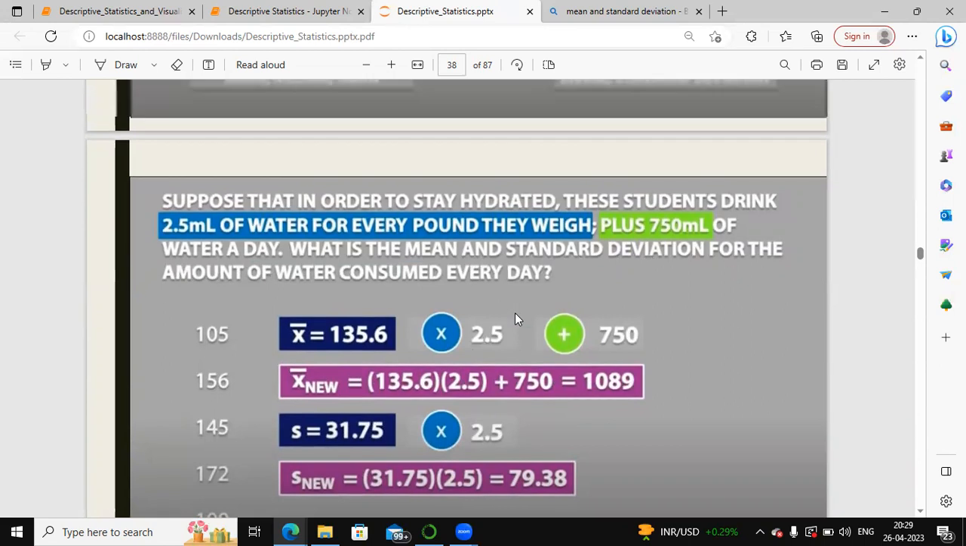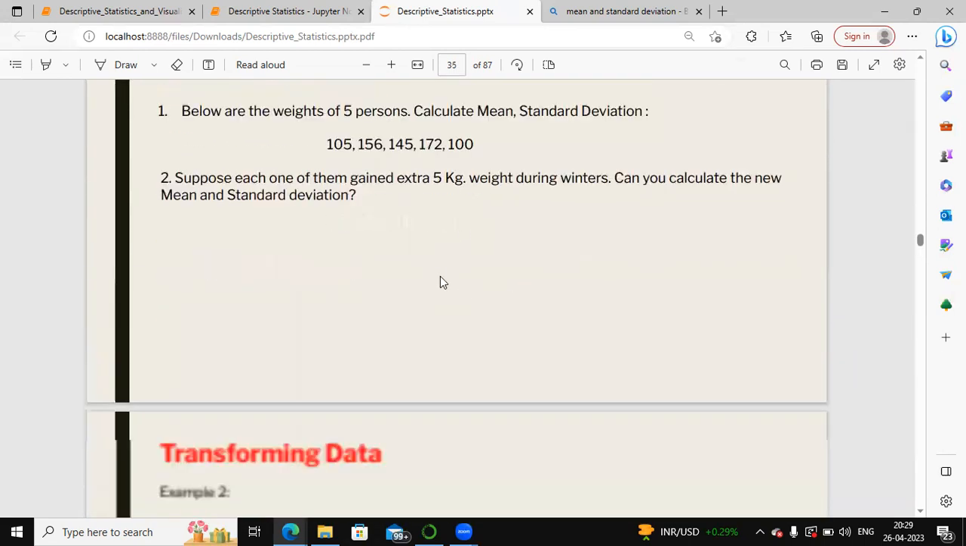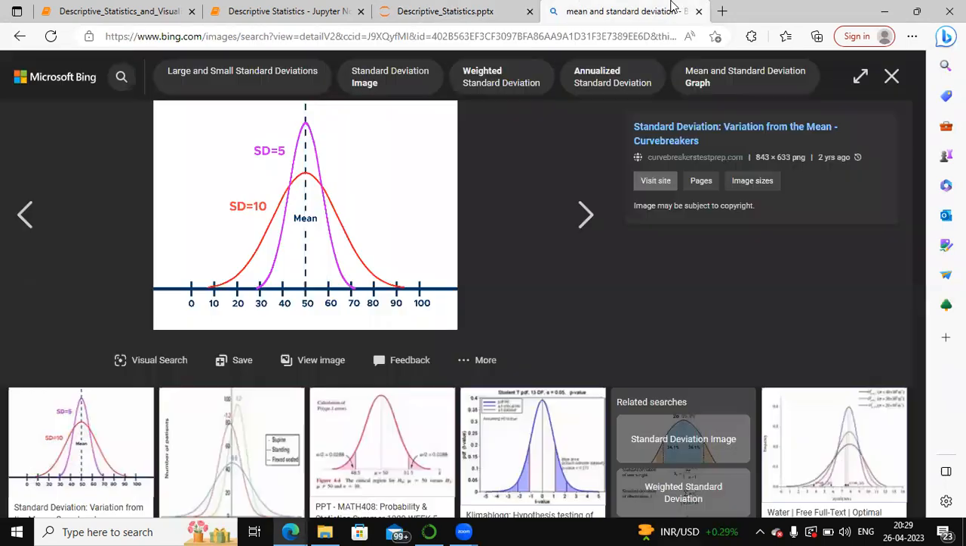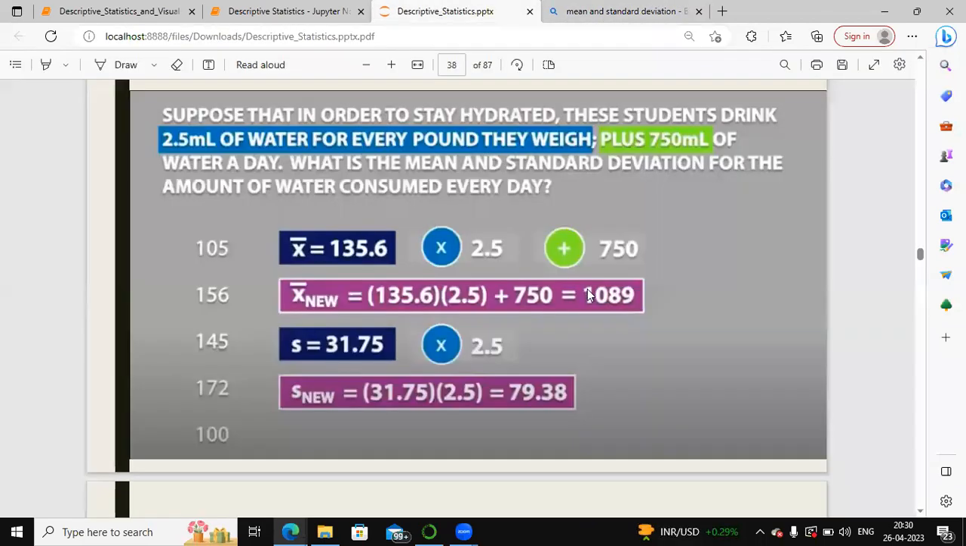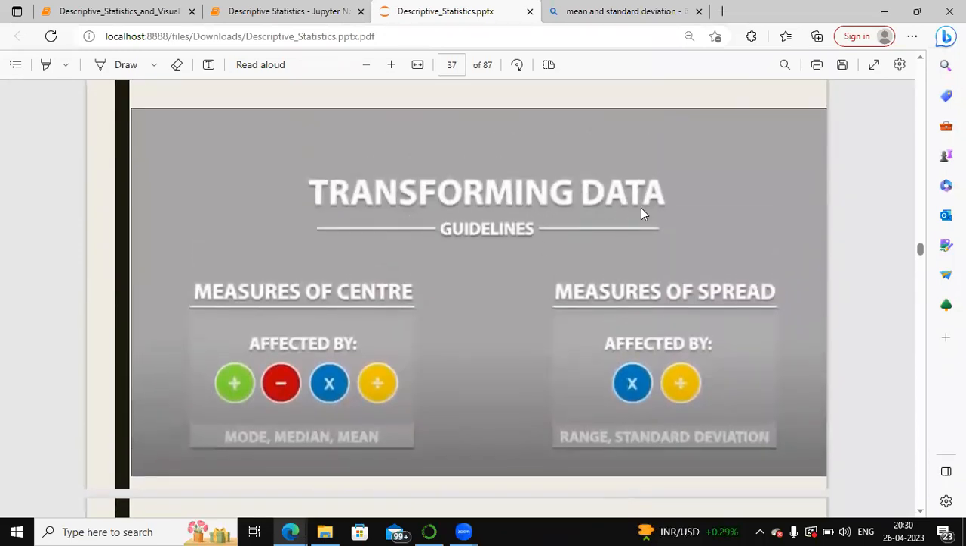Now to find the standard deviation, we have to take the standard deviation from the previous example. It comes out to be 31.75. You can cross check. And as I said previously, standard deviation will just not change. Standard deviation remains constant for addition. So you have to understand this: transforming data.